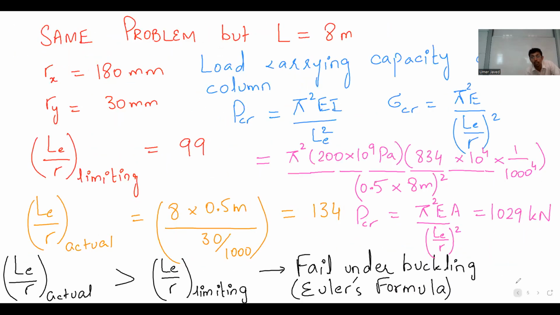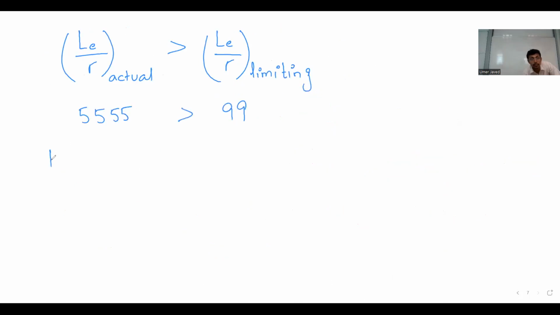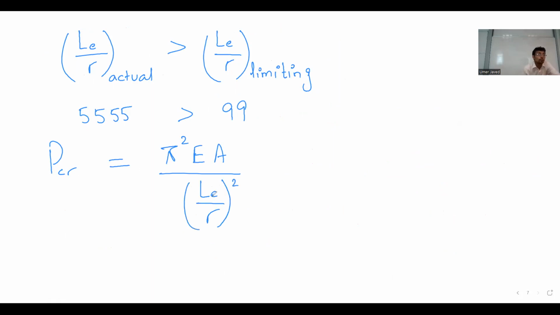So let's go back to Euler's formula. P critical is equal to pi square E A over LE over R square. So pi square E A over LE over R square. This LE over R will be actual, right?